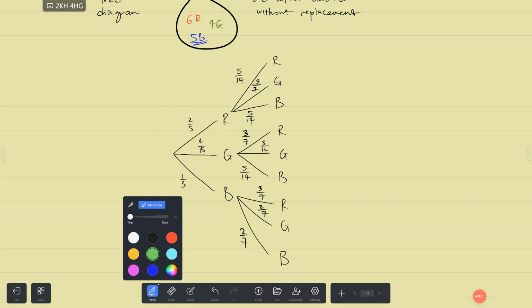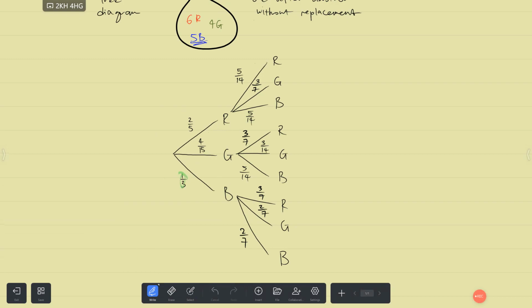What we can do is highlight all the ones we've actually simplified from. These ones simplified, simplified, simplified, simplified, simplified, simplified, and over here simplified. What I like to do for this probability tree diagram is to have an outcome column. So write down RR, RG, RB, GR, and the rest GG, GB, BR, BG, and the last one of course is BB.